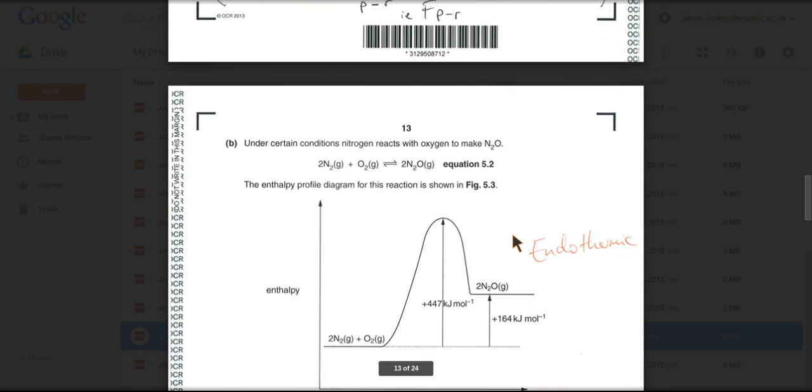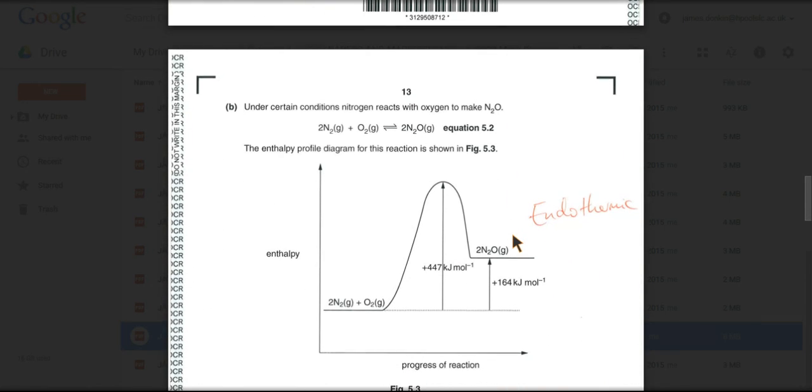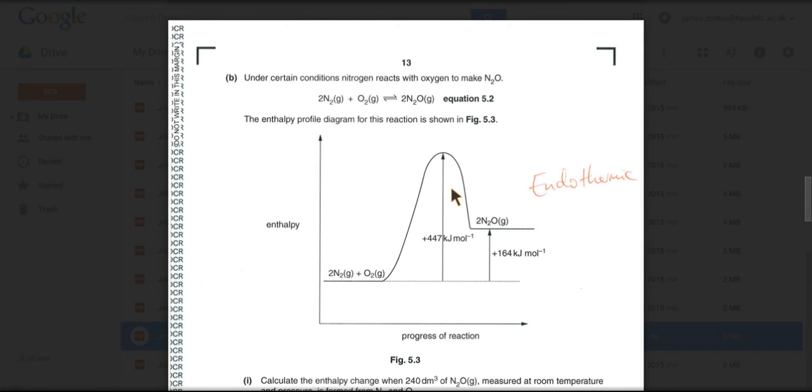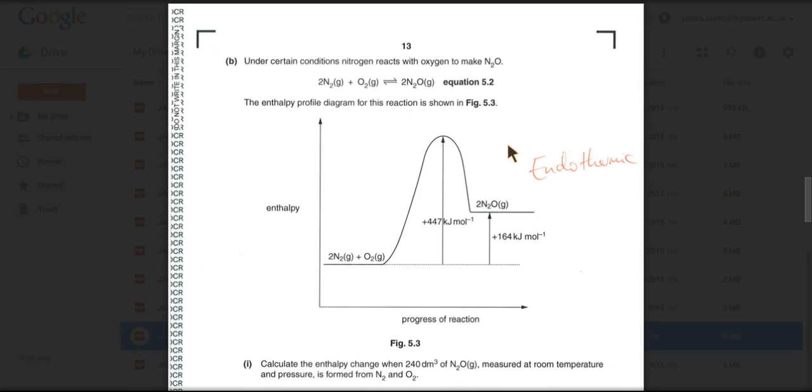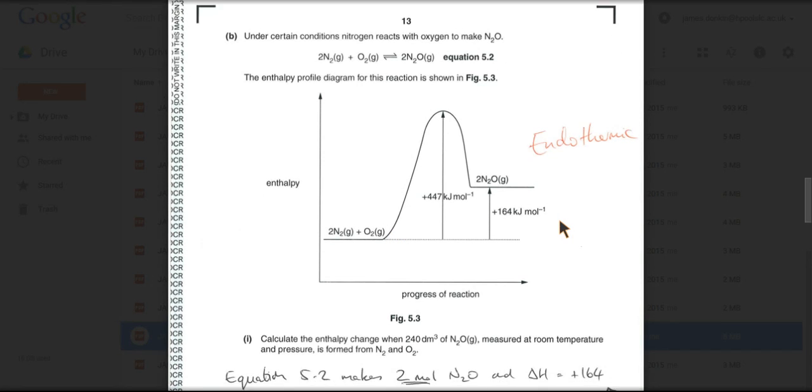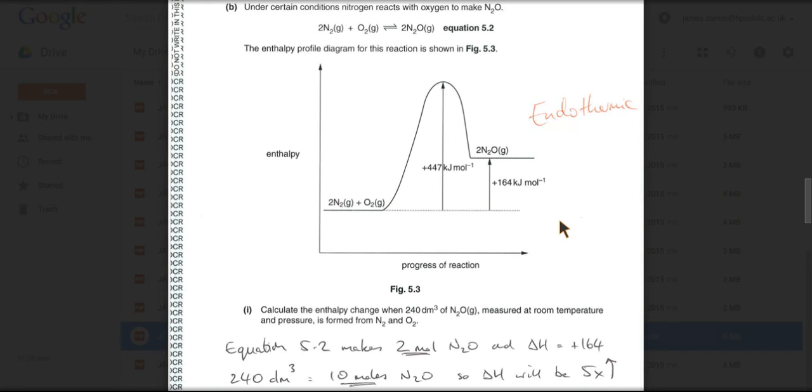Part B, we're given an enthalpy profile diagram for this equilibrium here. And I can see I've scribbled up there, it's endothermic. You can tell because the products line is higher than the reactants line. So let's have a look at what it's asking. Calculate the enthalpy change when 240 dm cubed of N2O gas measured at RTP is formed from N2 and O2.